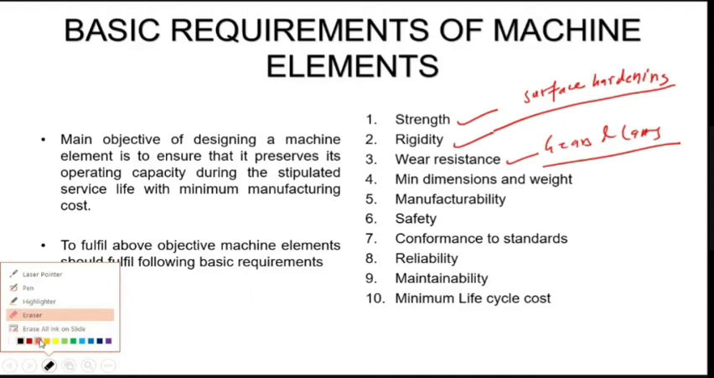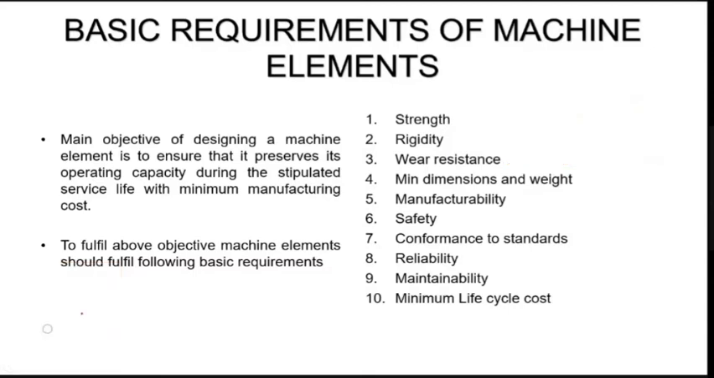Next, what is next? Minimum dimensions and weight. Nowadays, if you use minimum dimensions, it will reduce the weight and obviously it will affect the cost also, right? So how can you justify this? A machine part should be sufficiently strong, rigid, and wear resistant, and at the same time, it should have minimum possible dimensions and weight. I hope you have understood this. So what will happen?